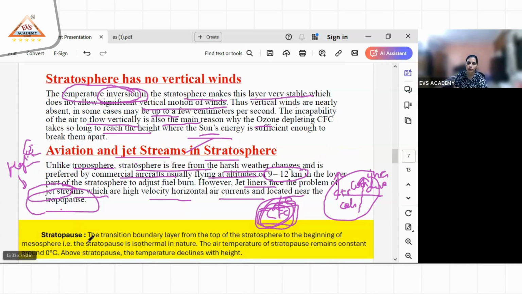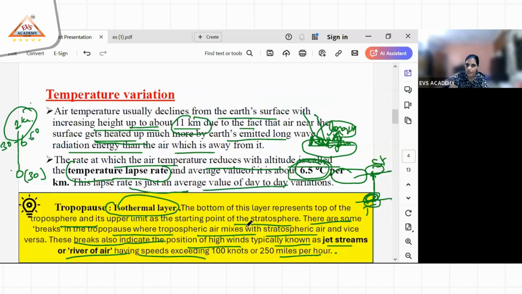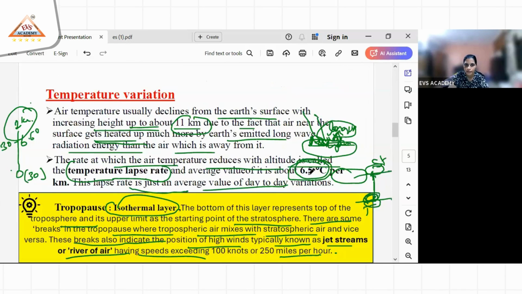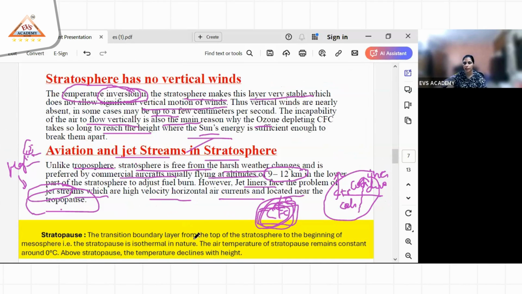Next there is the stratopause. Again, there is a pause after the stratosphere, with a constant temperature. The transition boundary layer from the top of the stratosphere to the beginning of the mesosphere, that is the stratopause, is isothermal in nature. The air temperature of the stratopause remains constant at around 0 degrees Celsius. I told you about this increase in temperature from minus 60 to 0 degrees Celsius.